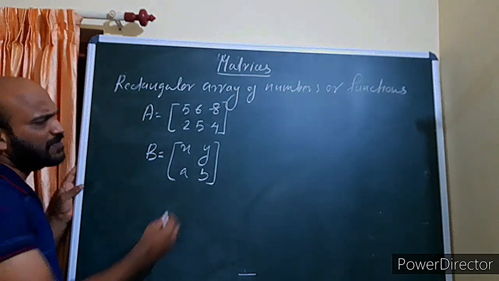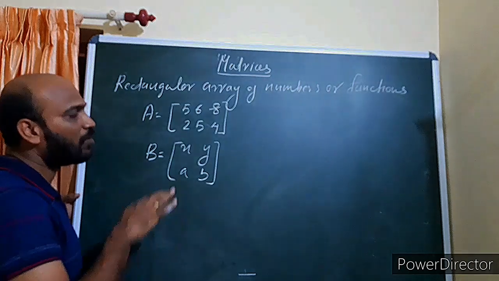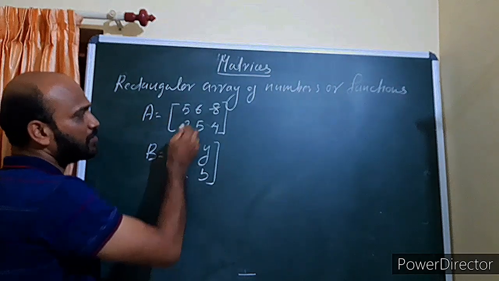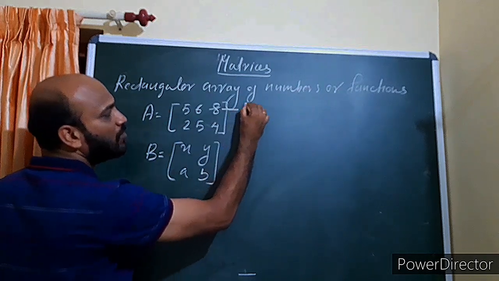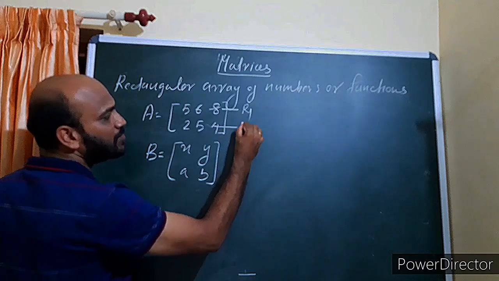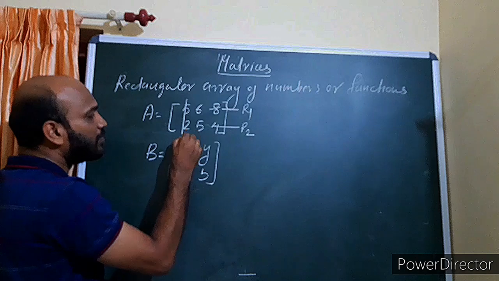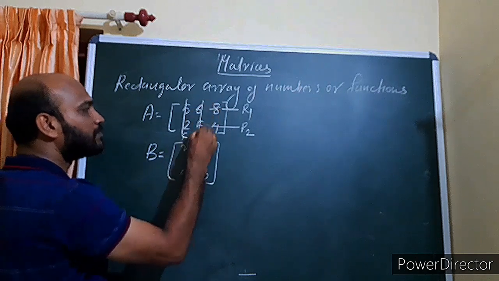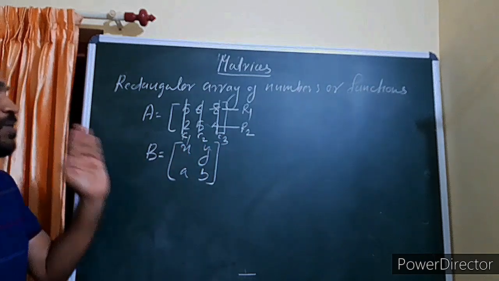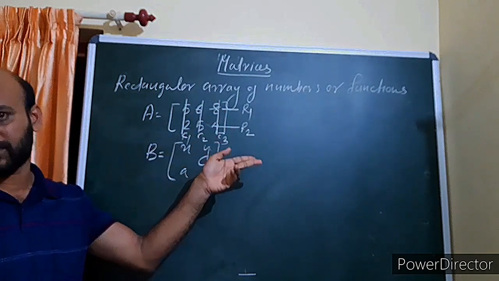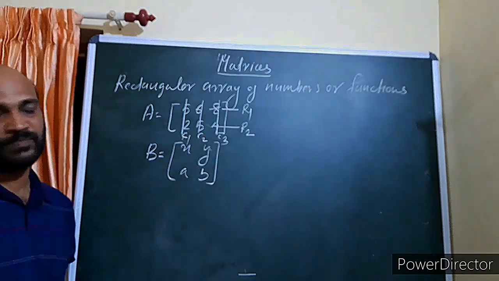So now it has got rows and columns. First thing you have to study is rows and columns of a matrix. Consider matrix A. How many rows are there? This is called row 1. This one is row 2. 2 rows are there. And this one is column 1. This is column 2. This one is column 3. So matrix A has got 2 rows and 3 columns. And matrix B has got 2 rows and 2 columns.